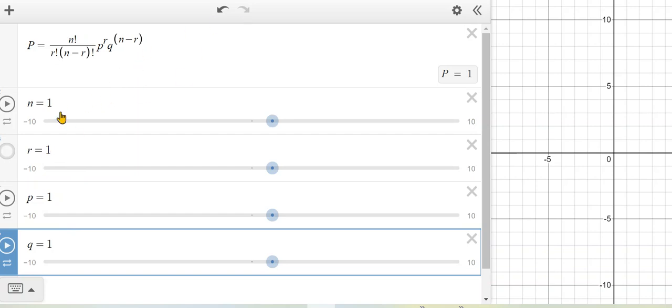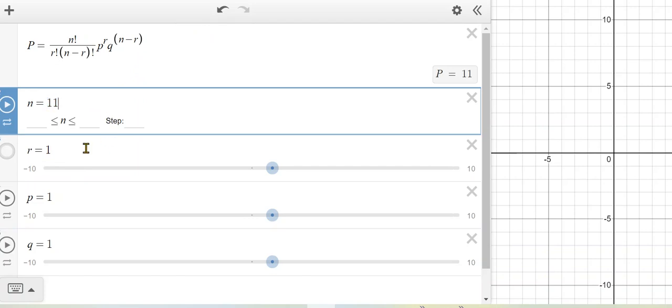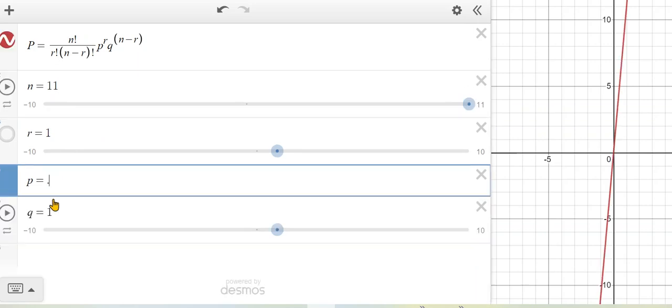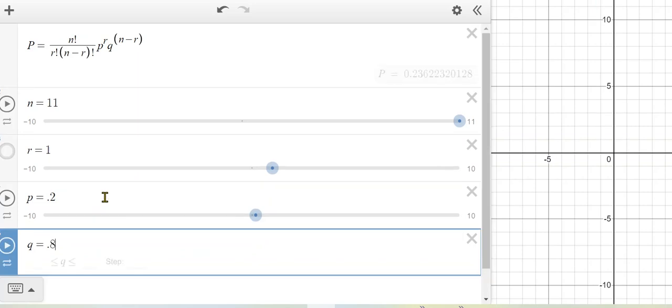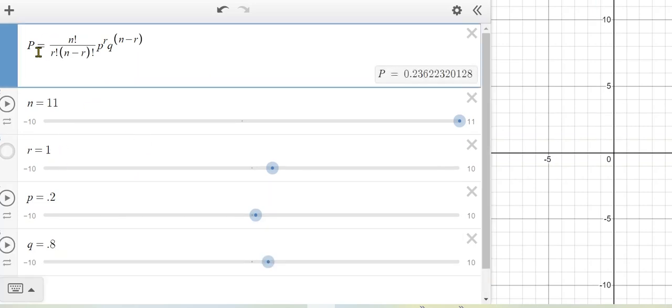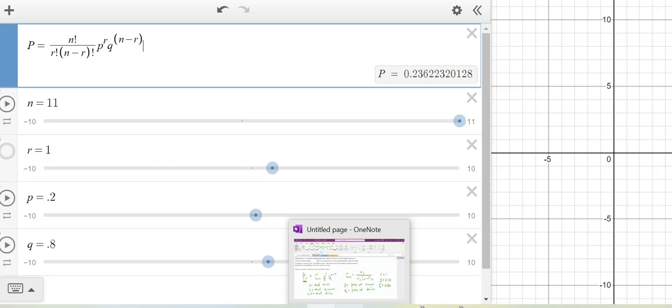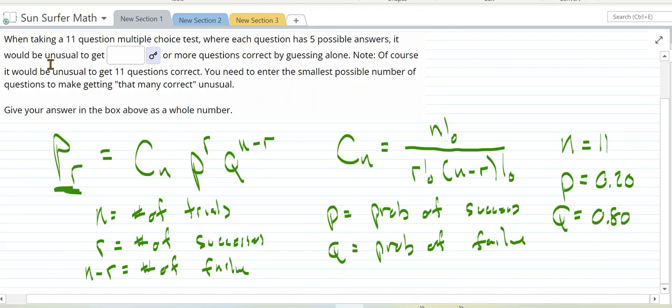Now, we know that n was equal to 11. We know that p, the probability of success, was 0.2. The probability of failure was 0.8. And we don't know what r is. But what we want is an r value that is going to keep p from being less than 0.05. To answer this question, we need to understand that it says it would be unusual to get how many or more questions correct by guessing. Well, if the probability is less than 0.05, that would be unusual. So we want to find an R value that's going to keep the probability greater than 0.05.